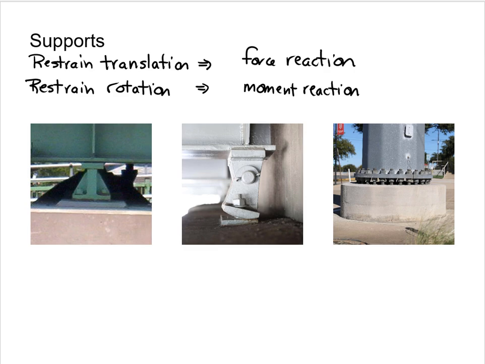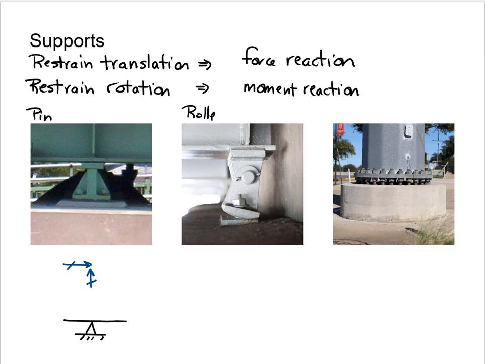Pin supports restrain all displacements, so in 2 dimensions, they stop both horizontal and vertical displacement. That means they create horizontal and vertical force reactions. The symbol we use for a pin support is a triangle with hash marks below it.